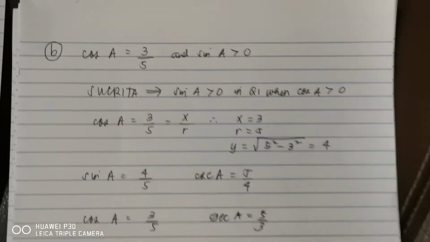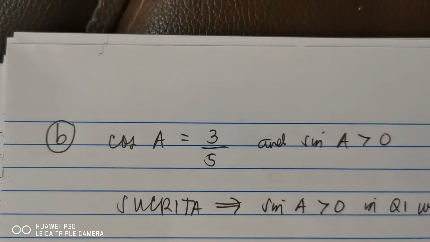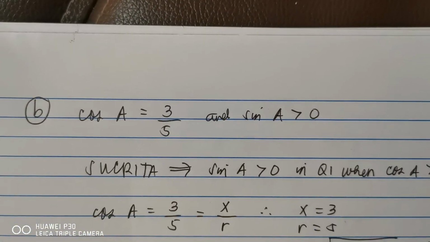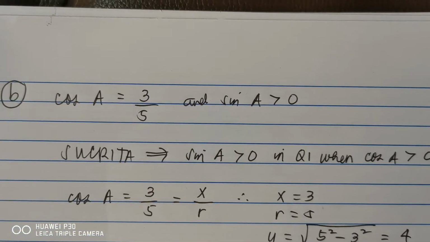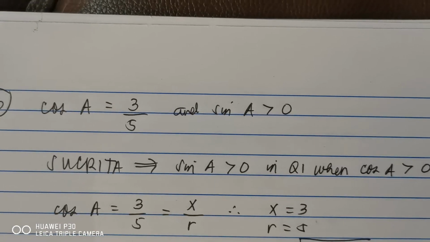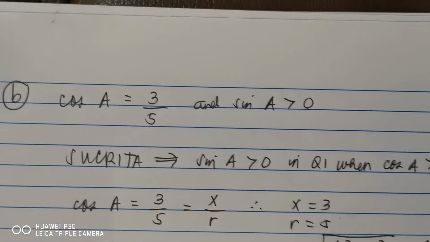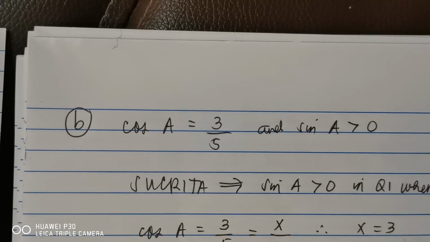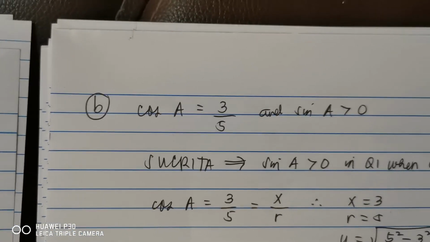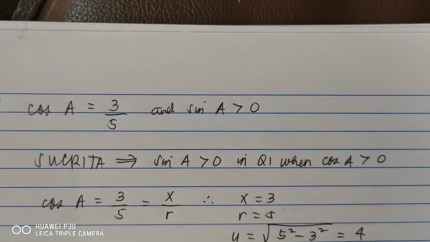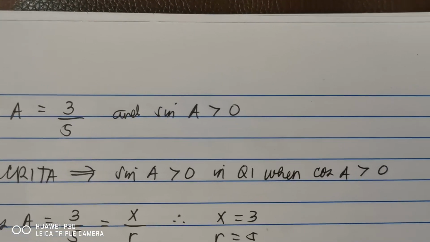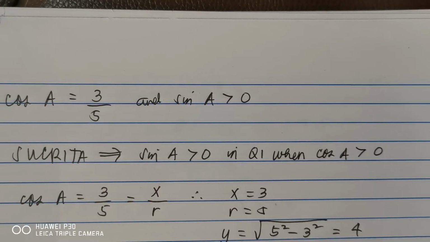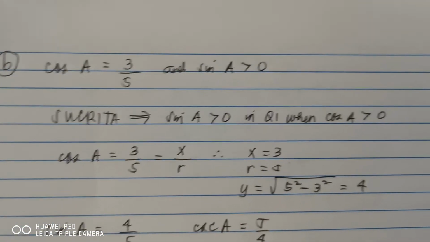In letter B, we were given that cos A is equal to 3/5 and that sine A is positive. So remember in Sukrita that sine is positive in quadrants 1 and 2, and cosine is positive because that's 3 over 5, so it's positive in quadrants 1 and 4. So the intersection is in quadrant 1. So sine A is positive and cosine A is also positive in quadrant 1.